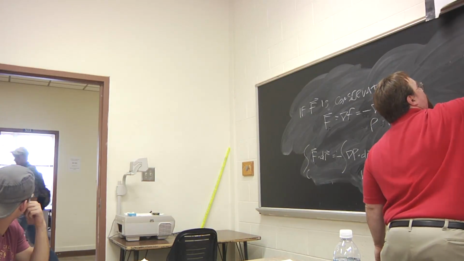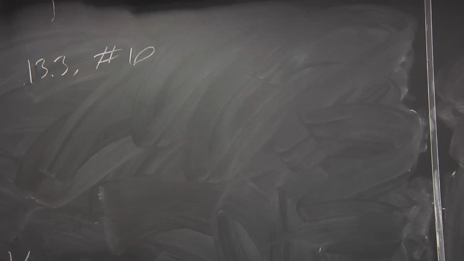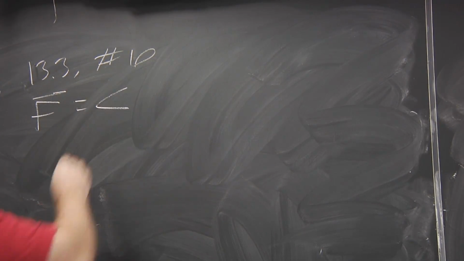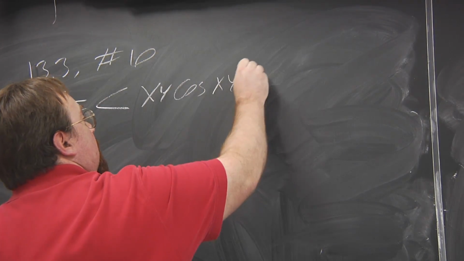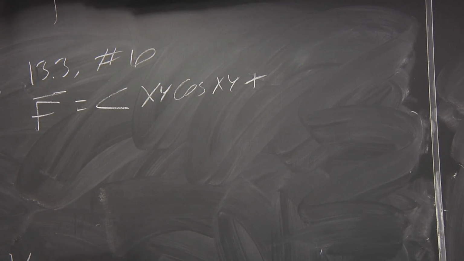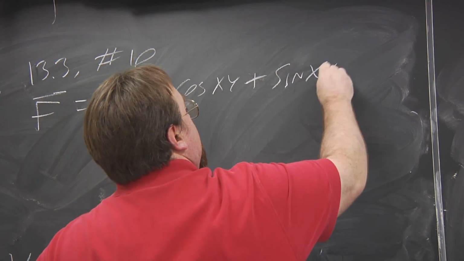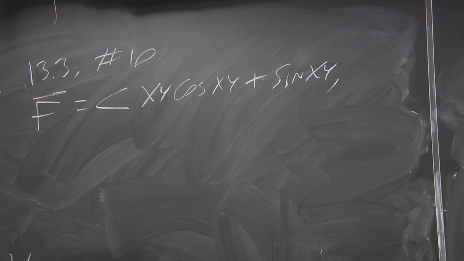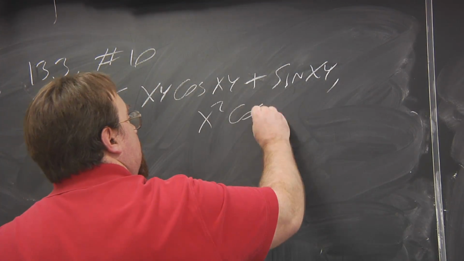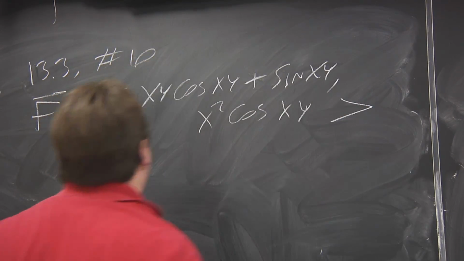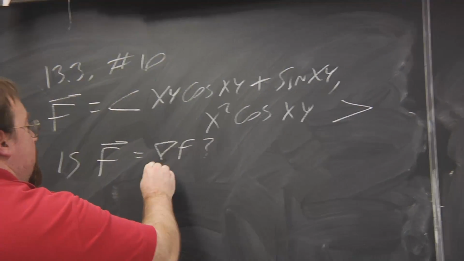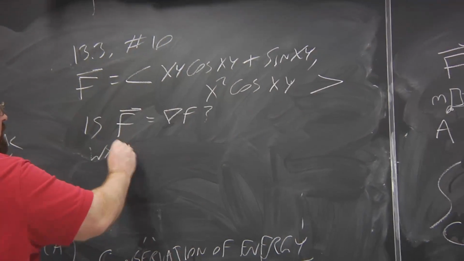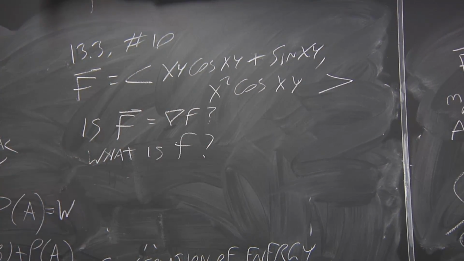So this is 13.3, number 10 in Stewart. You're given a vector field in 2 dimensions. So we have xy cosine xy plus sine xy, and the other component is x squared cosine xy. All right. So is it conservative? It's one thing to check. And then, if so, what is f?